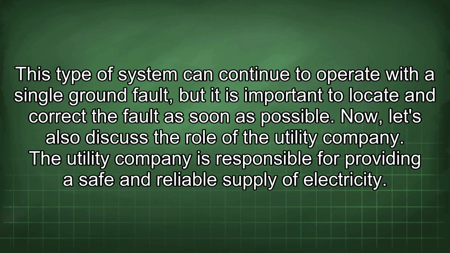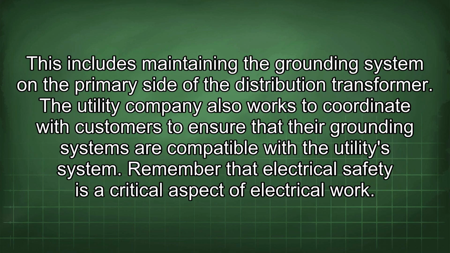Now let's also discuss the role of the utility company. The utility company is responsible for providing a safe and reliable supply of electricity. This includes maintaining the grounding system on the primary side of the distribution transformer. The utility company also works to coordinate with customers to ensure that their grounding systems are compatible with the utility's system.